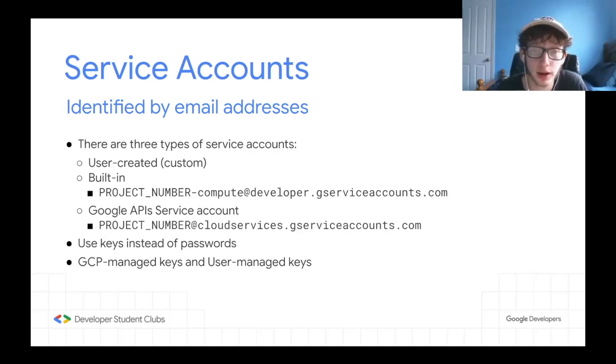GCP managed keys cannot be downloaded and are automatically rotated for you. They are used by GCP services such as App Engine and Compute Engine, and the keys will be rotated by Google at least every 2 weeks. On the other hand, user-managed keys can be downloaded, but they are created, managed, and rotated by you. So when you create a new key, you download the private key, and it's not retained by Google, so you have to keep track of it. And you're also responsible for ensuring that the key stays secure, because the private key is supposed to be private. You're also responsible for other management operations, such as key rotation.